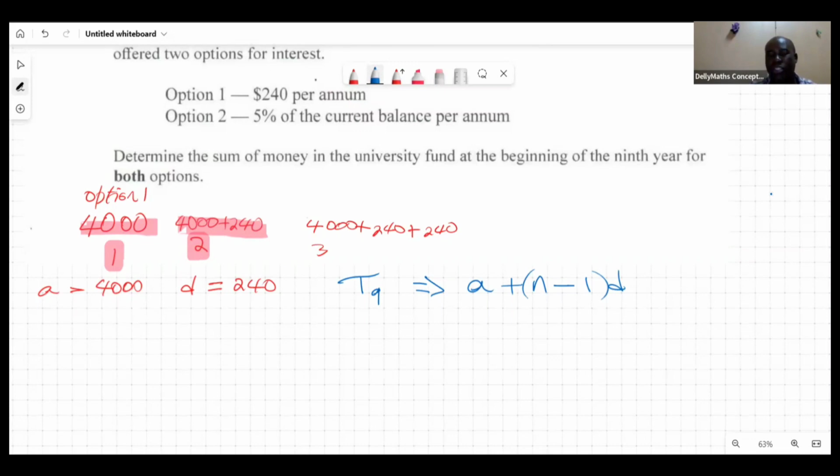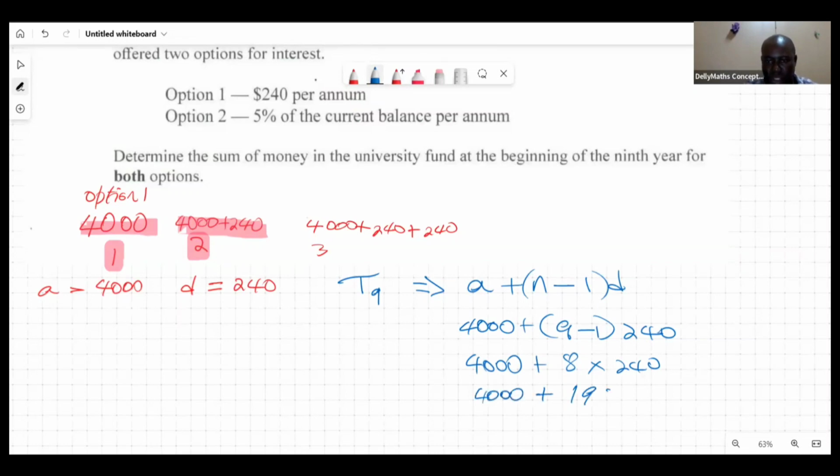So we're looking at term 9. We're talking about 4,000 plus 9 minus 1 times 240, because we're going to the beginning of term 9. So we have 4,000 plus 8 times 240. Let us check that quickly. 240 times 8 gives me 1,920, so I have 4,000 plus 1,920. So I'm looking at 5,920 right there.